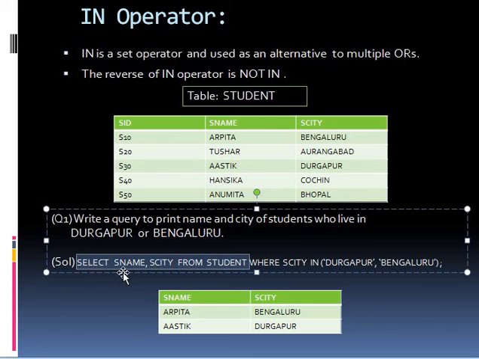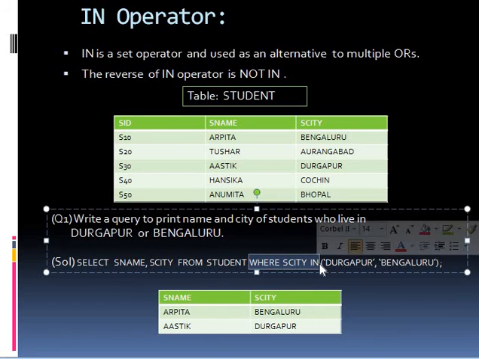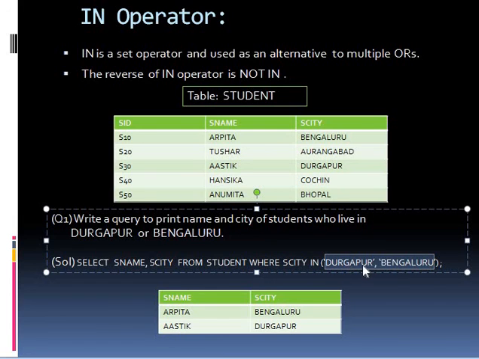So I can write the query as select sname, scity from the table student. Now for the condition where the city should be either Durgapur or Bangalore, I can write the where clause like this: where scity in, I am making use of the IN operator, where scity in, I put these elements Durgapur and Bangalore separated by comma. This shows I am going to display the name and city of those students who reside in either Durgapur or Bangalore.